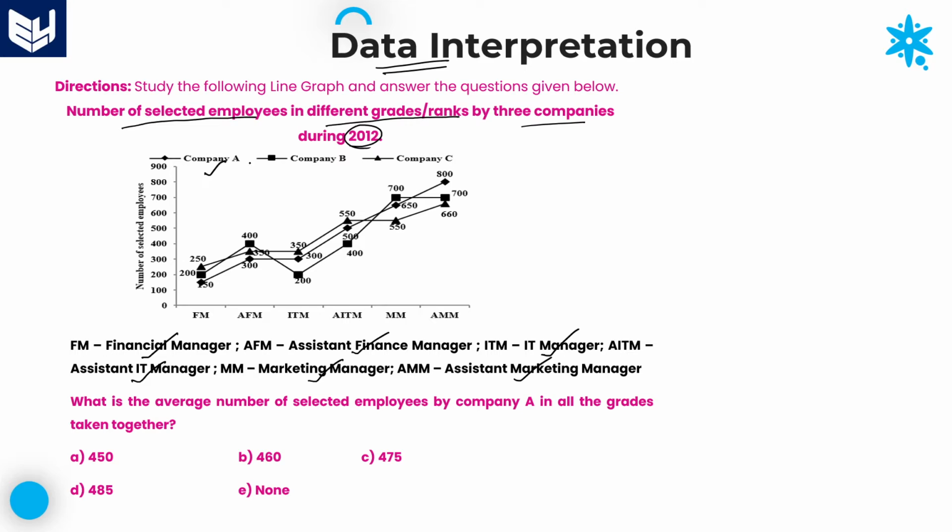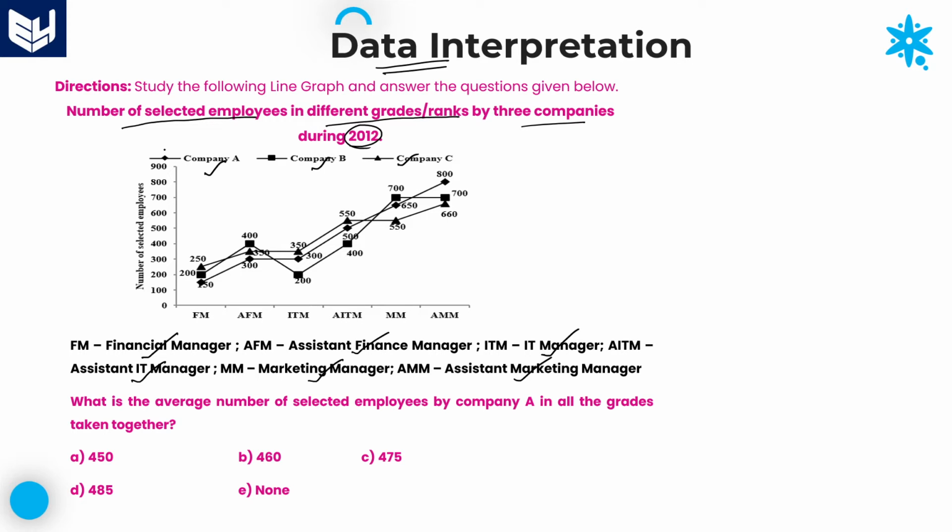Here the companies are company A, company B, and company C. In these three companies, among the six different grades, there are financial manager, assistant financial manager, IT manager, assistant IT manager, marketing manager, and assistant marketing manager. These are the six different grades by three different companies during the year 2012. That is the information which is provided.